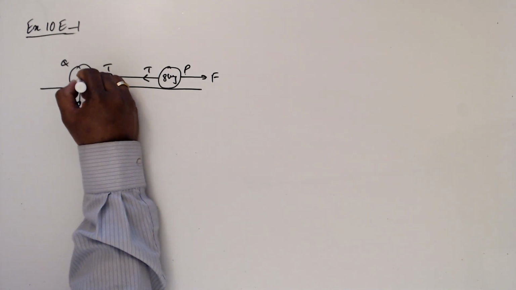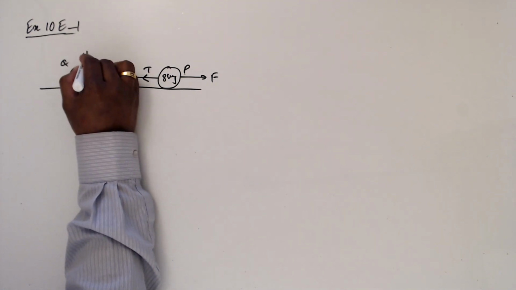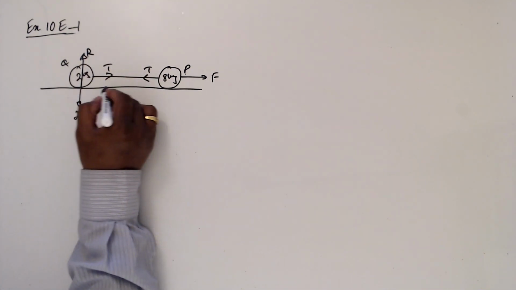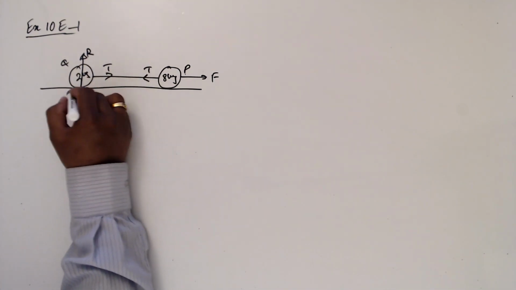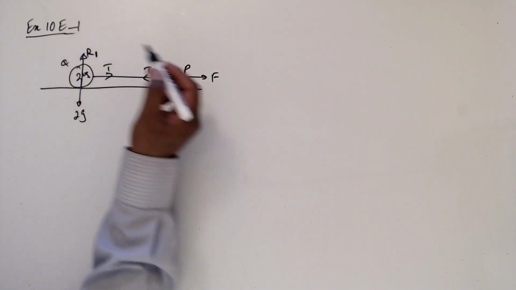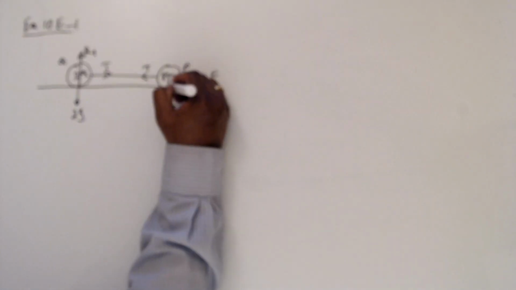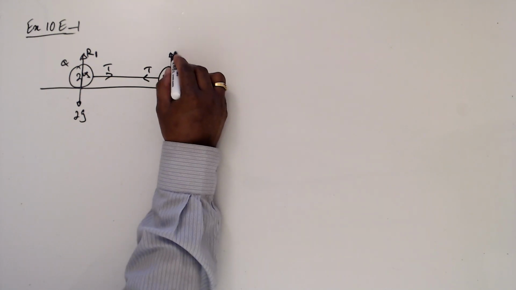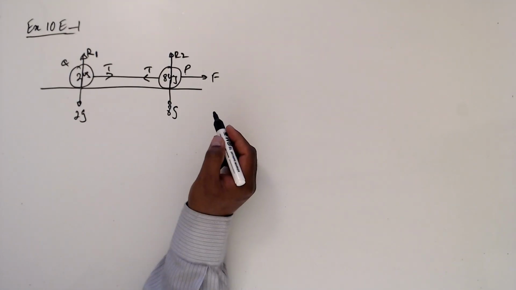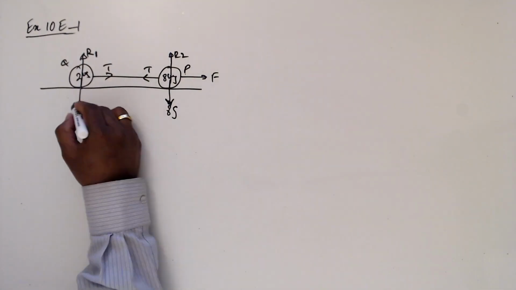surfaces touch, there's a normal reaction created perpendicular to the surface. I will take this as R1 and this is 8g and this is R2, and yeah, that's all.